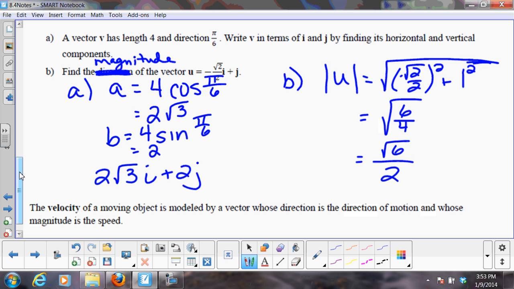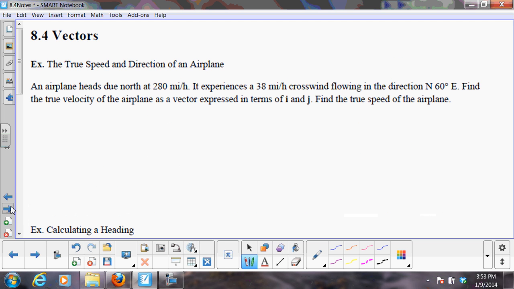The velocity of a moving object is modeled by the vector, whose direction is the direction of motion. That has to do with the next page. This is your physics stuff right back here. This last piece. An airplane heads due north at 280. That means if it's going due north this way, our vector for the airplane would be 0, 280.